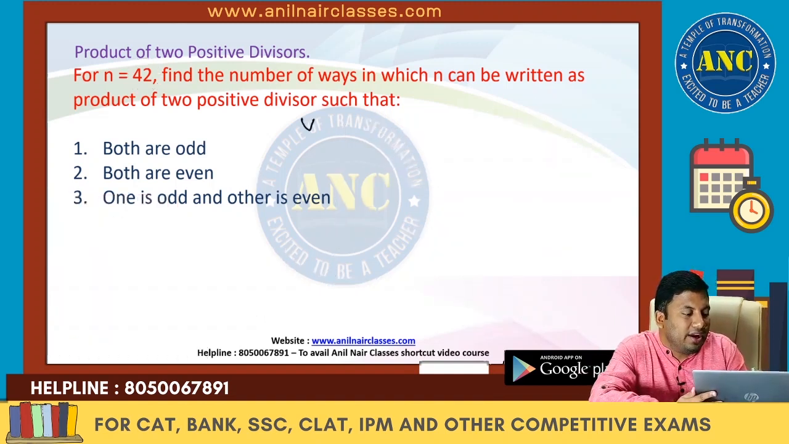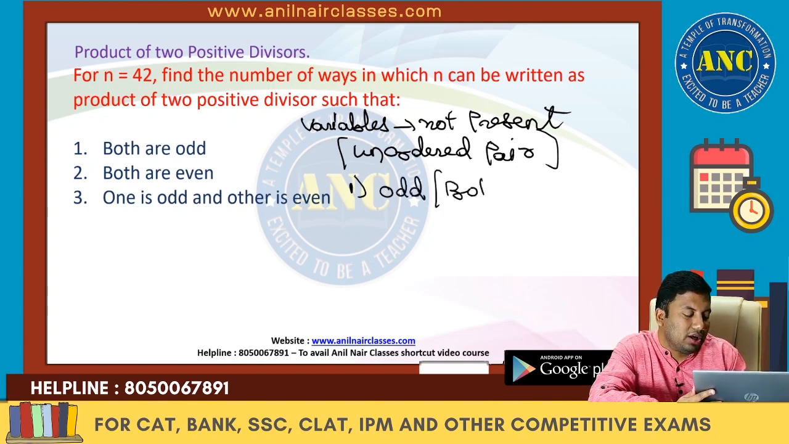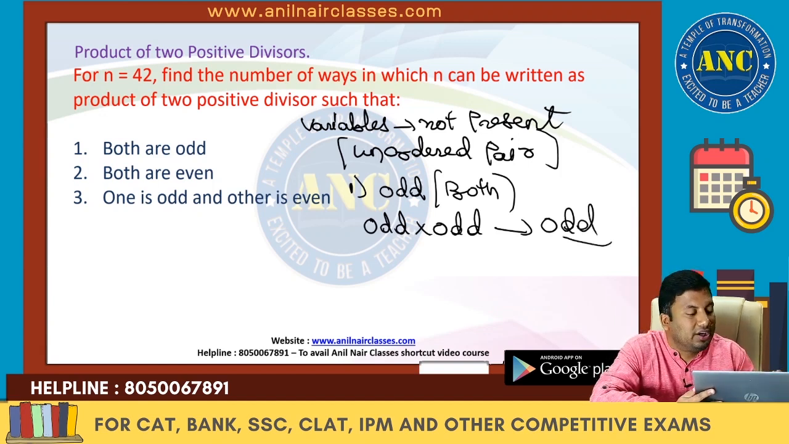Now, variables are not present in the question. If variables are not present in the question, then it is an unordered pair. First case, both are odd. If both are odd, what is odd into odd? Odd into odd is always an odd number. But the value given in the question is 42. So the first case answer is 0.